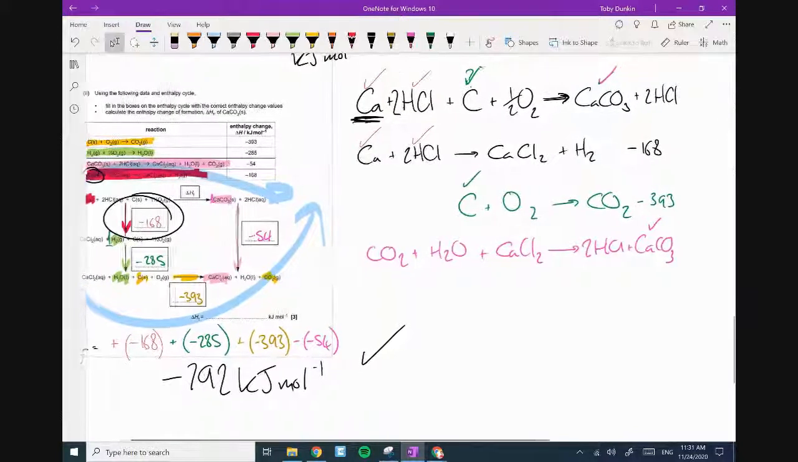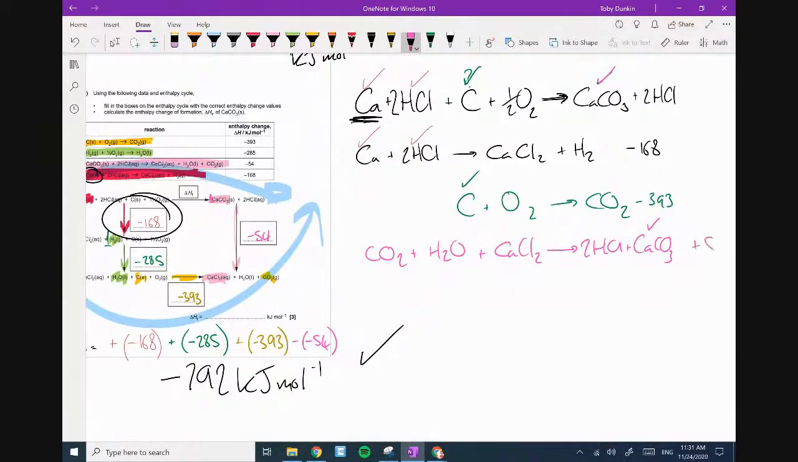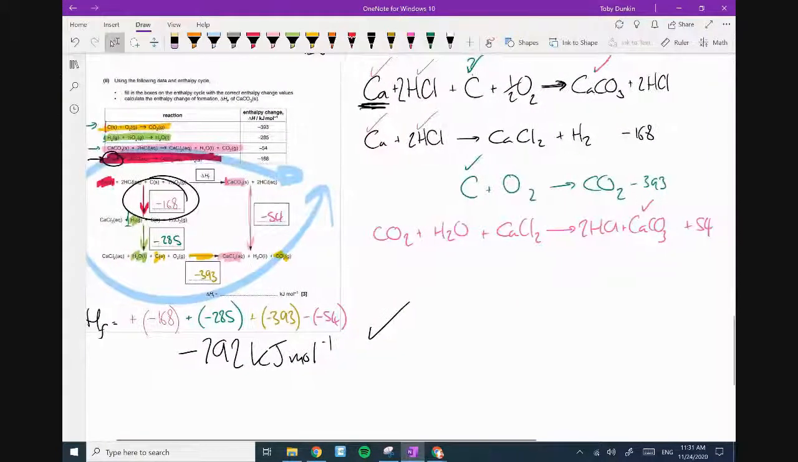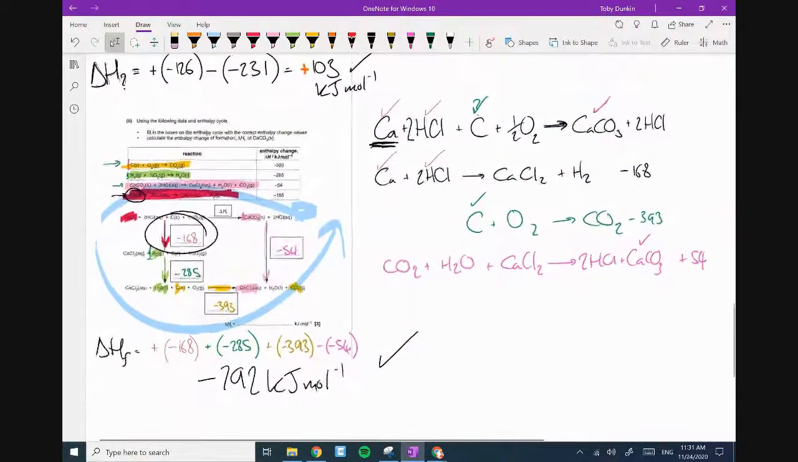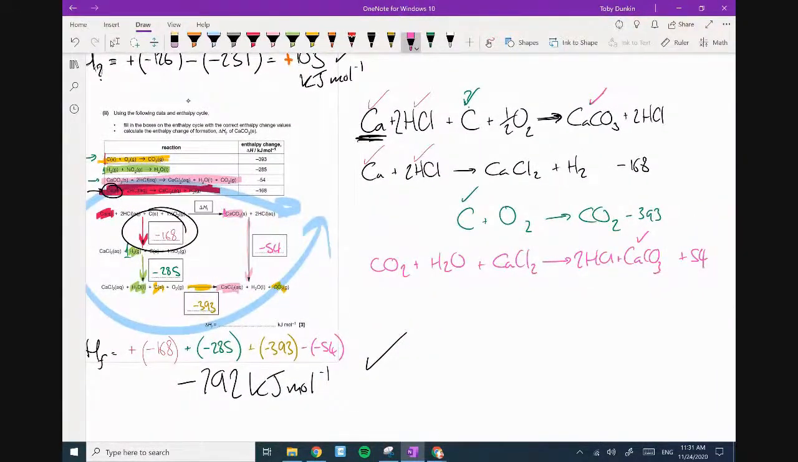Now, because I flipped around the equation, I need to flip the enthalpy change as well. Right, next, I've ticked off my calcium carbonate. Now, I need HCl's. Well, hang on a minute. That HCl there is going to cancel out with that HCl there. That carbon dioxide cancels with that carbon dioxide over there.